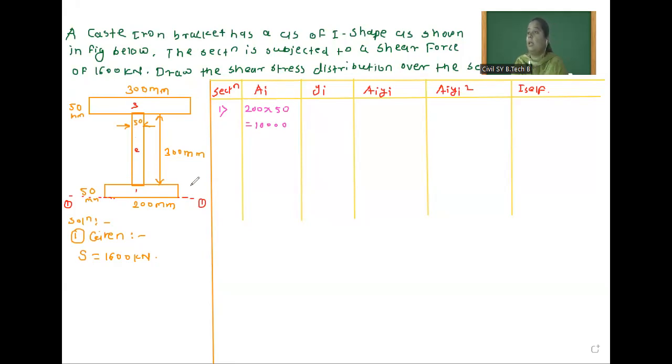After that, we have to mark y bar. We consider y bar from this axis, so half of 50, that is 50 by 2, which is equal to 25. After that, the next parameter is ai yi. Multiplying these gives 50 into 10 to the power 3. After that, ai yi square, that means 25 square into area.